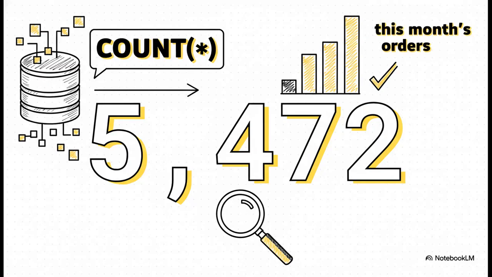And boom, just like that. With one little command, you can turn a massive table with thousands of individual orders into a single, useful number. Instead of scrolling forever, you instantly know you had 5,472 orders this month. That one number could drive your business strategy for the next quarter. That's the power of aggregation.